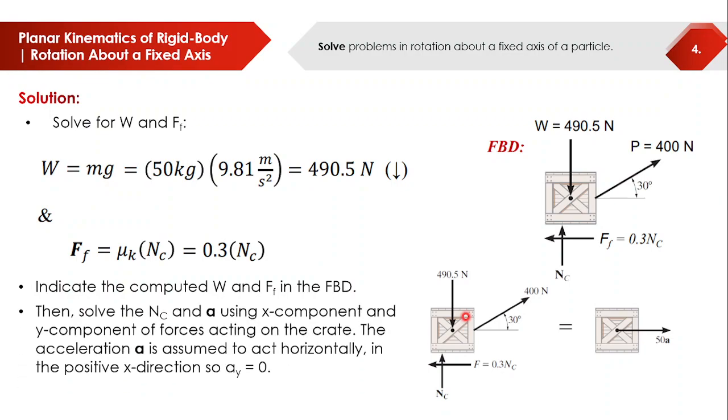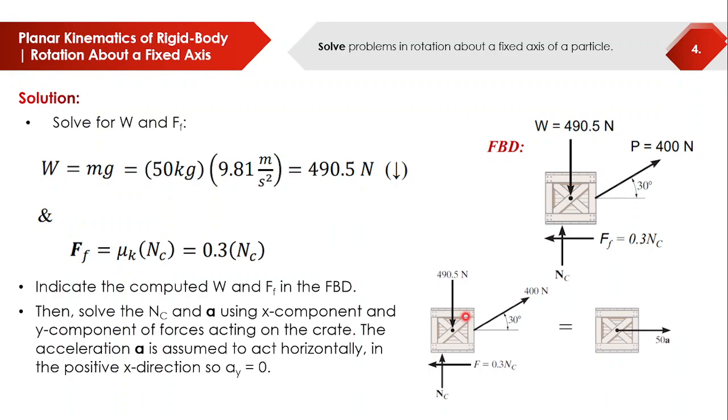Next is solve the normal component and the acceleration using the x component and y component of forces acting on the crate. The acceleration a is assumed to act horizontally in the positive x direction. So a sub y is equal to 0. So walang y component na acceleration, and assume natin na horizontally lang siya, component lang siya sa x. So basically, we're just solving here like how we solve for projectile motion, di ba?